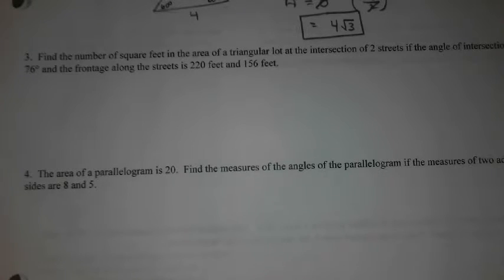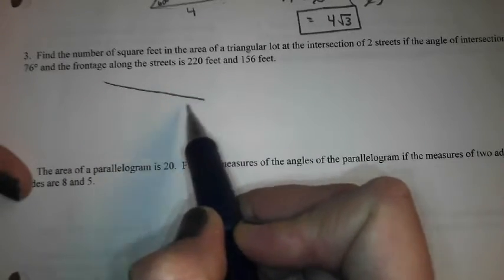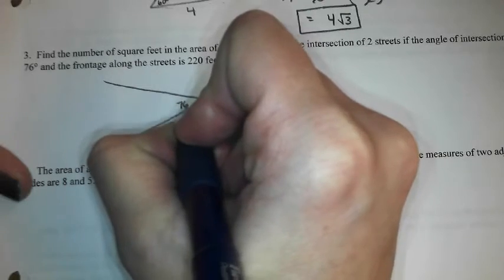All right. Find the number of square feet in the area of a triangular lot at the intersection of two streets if the angle of intersection is 76 degrees. So if this is street 1, and I don't know, this is street 2, and they're intersecting at an angle of 76.